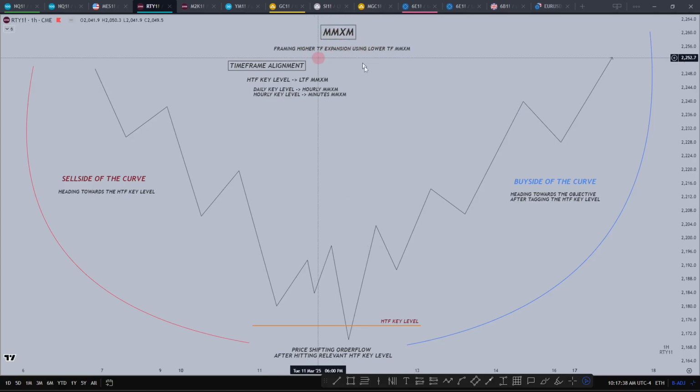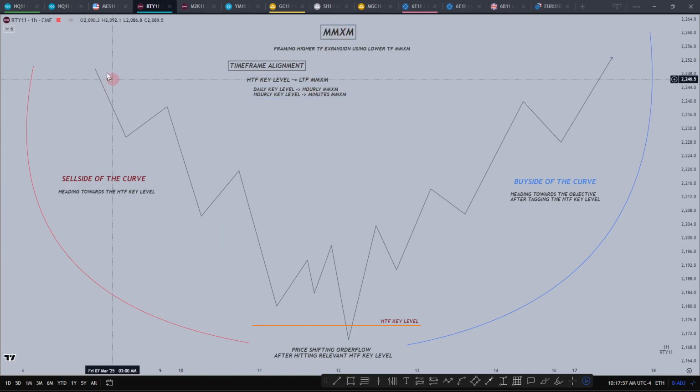You frame an idea on higher time frame that now this should expand. You frame that expansion using lower time frame MMXM. Don't worry, I will go much deeper into this, how we go in using time frame alignment. Don't read this now, just see this.